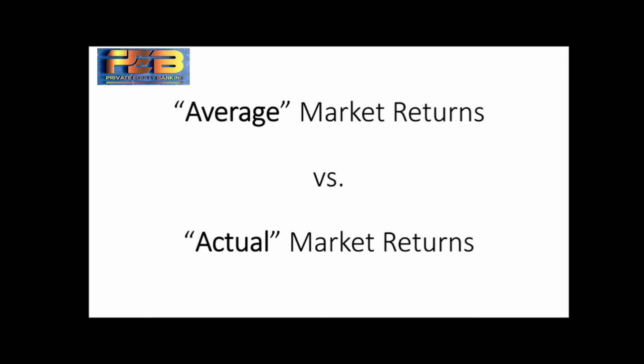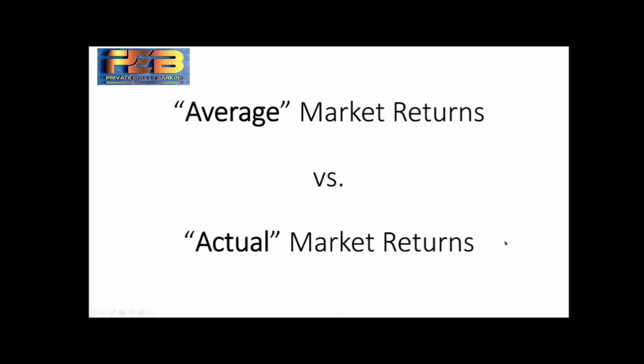I'd like to discuss the difference between the term average market returns versus actual market returns. This term, average market returns, is what we hear all the time. It's also what you see when you Google Dow Jones or S&P. And what I want to show is that it means rather nothing. Actual is what we want. This is how much money we actually put in our pockets at the end of the day.